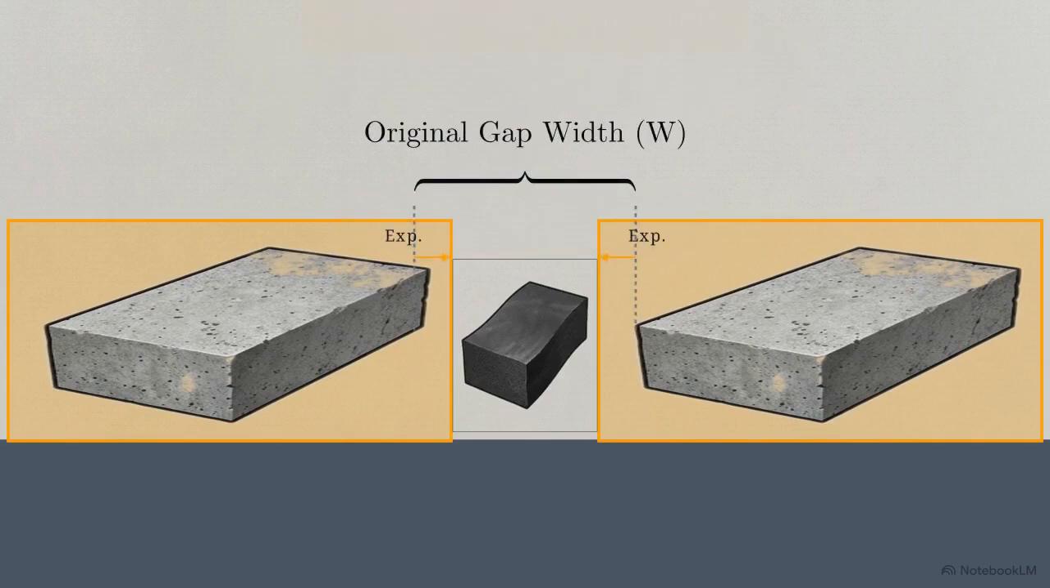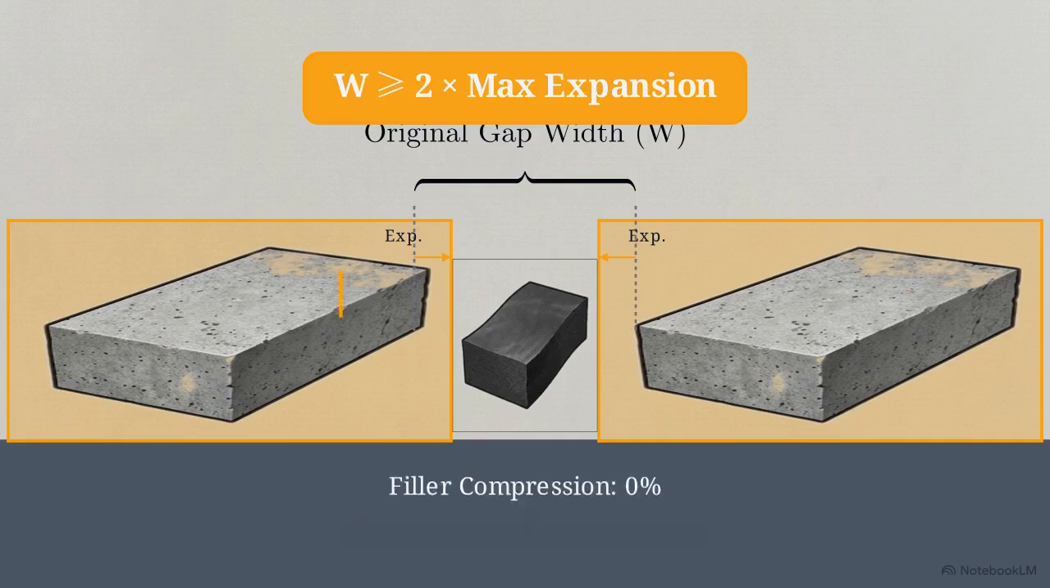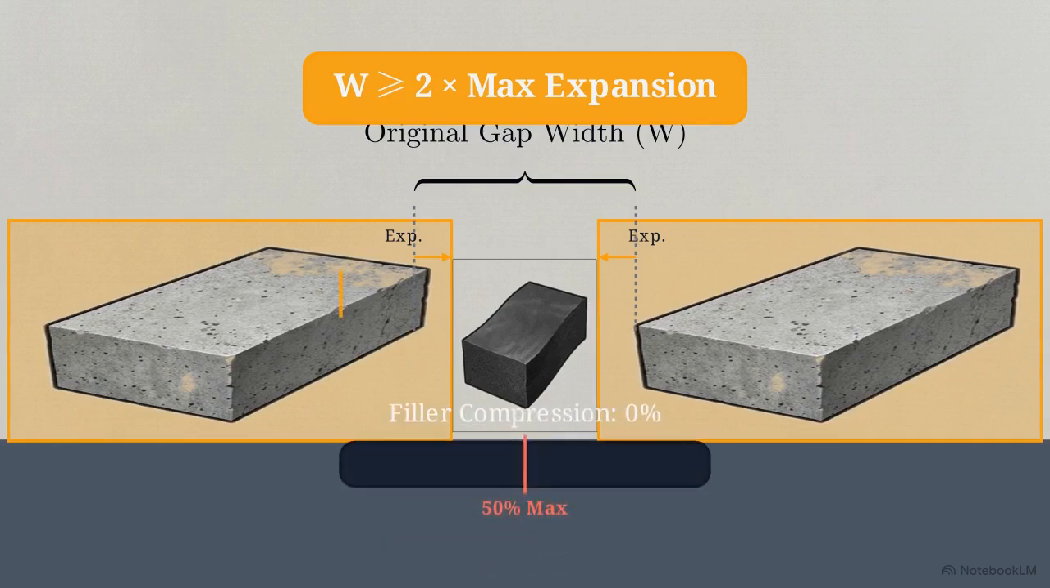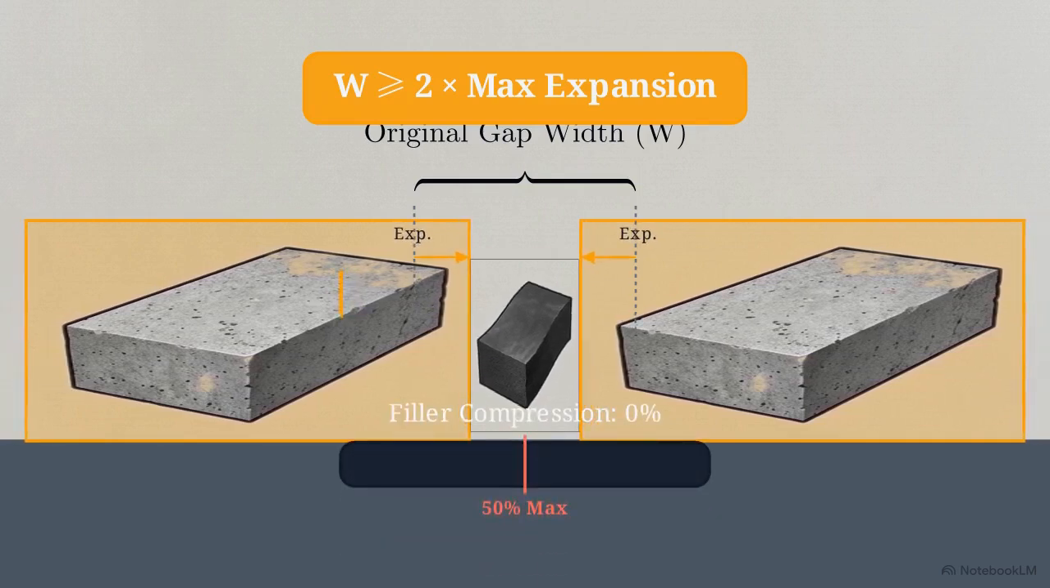The engineering rule for this filler is strict. The gap thickness provided must be at least twice the maximum estimated expansion of the concrete. This ensures the filler material itself is never compressed to more than 50% of its original size, maintaining its elasticity.